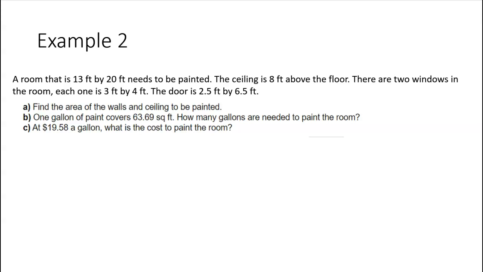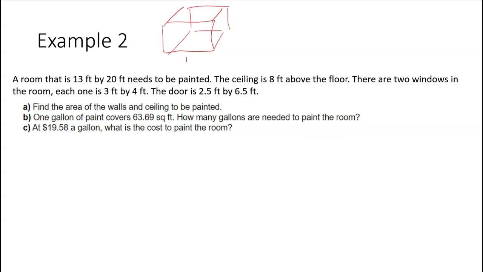A room that is 13 feet by 20 feet needs to be painted. The ceiling is 8 feet above the floor. There are 2 windows in the room. Each one is 3 feet by 4 feet, and the door is 2.5 by 7 feet. Okay, we've got to draw a lot of pictures here. I'm going to just draw a room for a minute. I know that we're talking about area, so we're not looking at this whole thing.